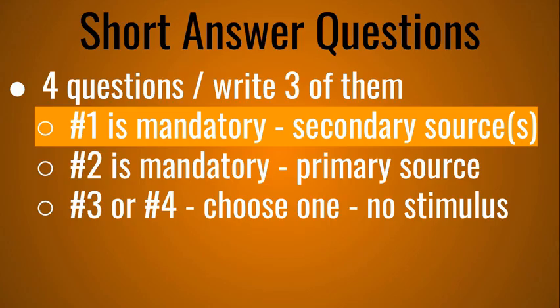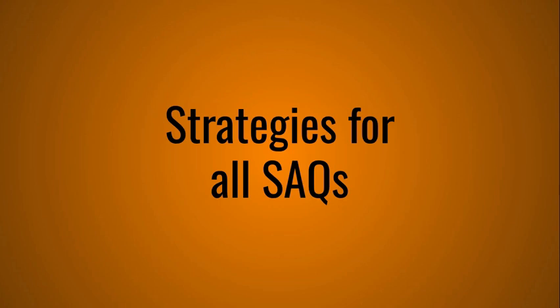This question that I'm going to do in this video is the first short answer question, which will be a secondary source, meaning it will be a document by a historian somewhat after the fact of whatever they're writing about. It is mandatory. You don't get a choice. You get what you get.